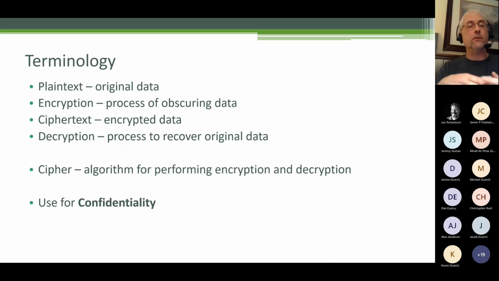There's some terms I use throughout the code that are standard industry terms, so I want to stick with them. The first is your plain text is your original data. Encryption is the process of obscuring that data. When you've done with that, you have ciphertext, which is your encrypted data. Decryption is my process to go back to the original plain text, and a cipher is the algorithm I'm going to use for doing the encryption and decryption. And again, this is about confidentiality. I don't want you to see a secret.